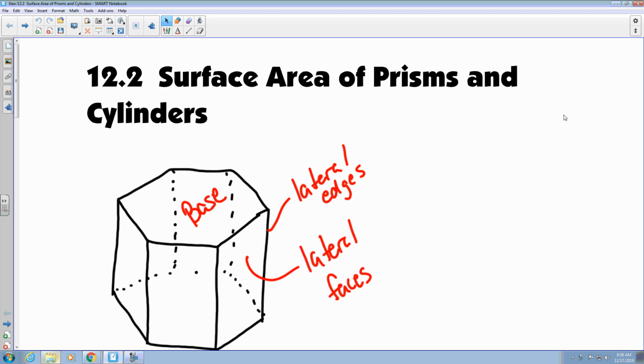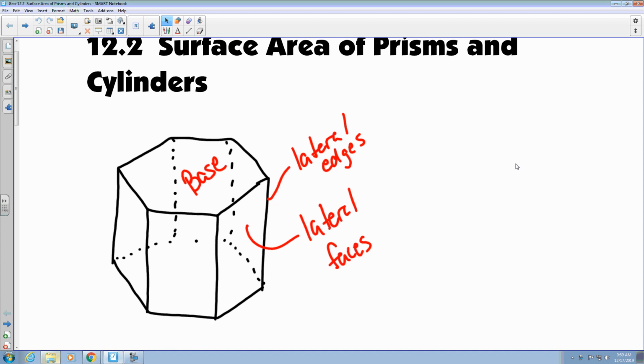All right, we're in section 12.2 where we are going to look at surface area of prisms and cylinders. So when we're looking at surface area of these three-dimensional objects, we have to take into account essentially three main components. When you look at a three-dimensional object, it has these three components.